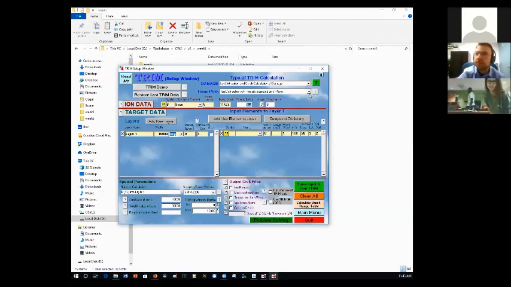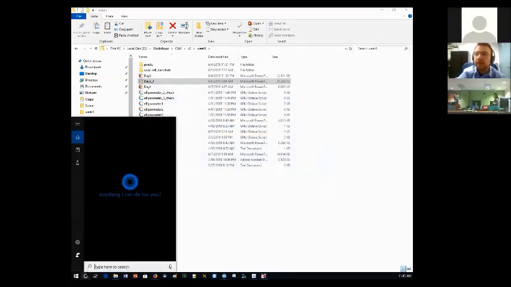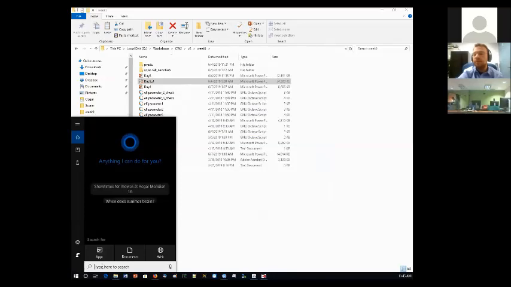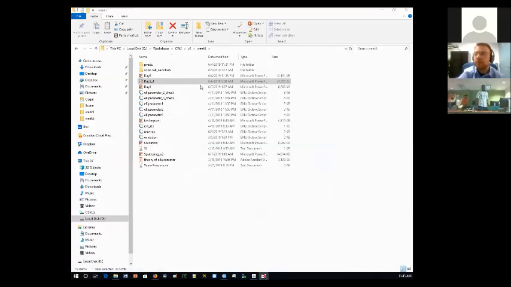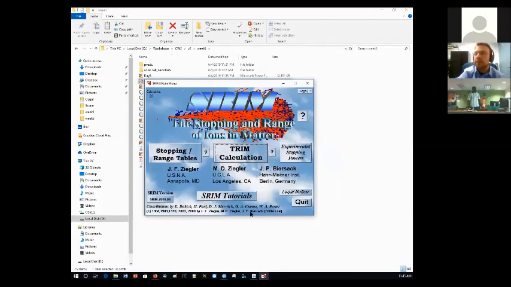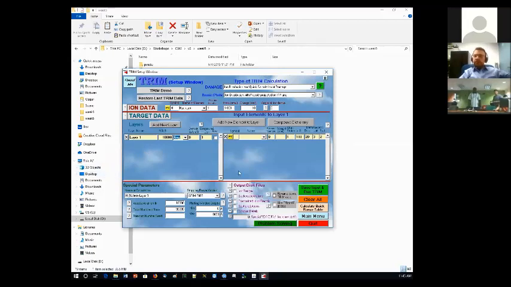Okay, sure, of course. So what I just did was I come here and, just like any other Windows application, I type SRIM, and this should pop up on your screen. This menu should pop up. That's it. That's where we are. And then I clicked on the TRIM calculation. So that's where I am. So not the SRIM part, but the TRIM part.